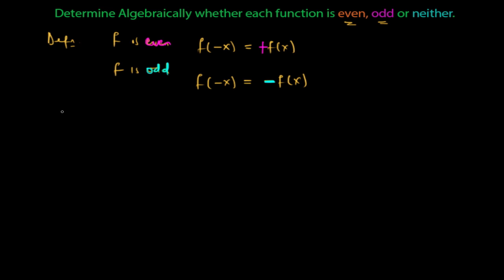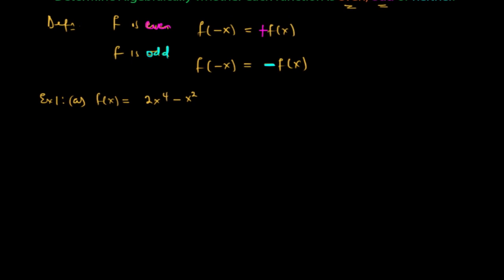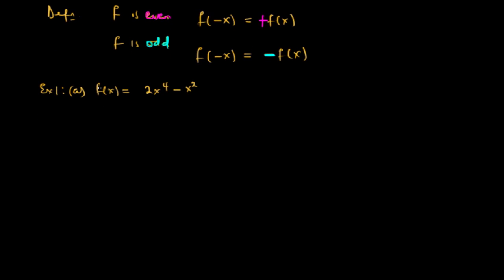So let's see this first example. I want to check if f of x, let me call this example A, equals 2x to the power 4 minus x squared. I want to see if this function is even or odd. Anytime you want to check whether a function is even or odd, just replace your x with negative x and then see which condition it satisfies.